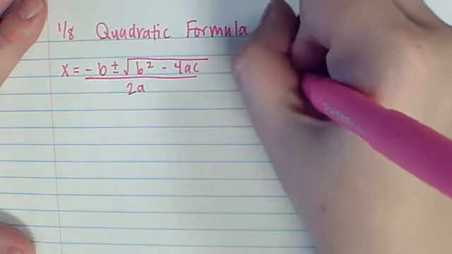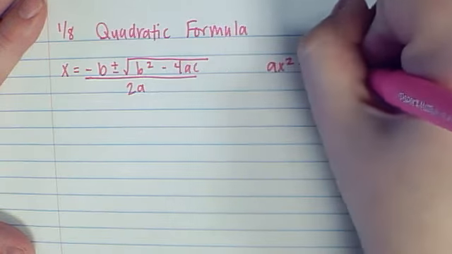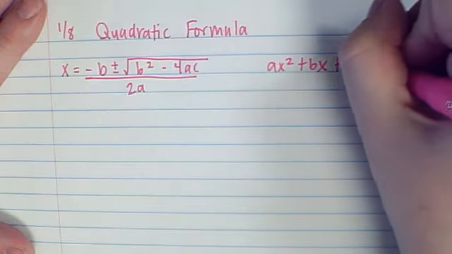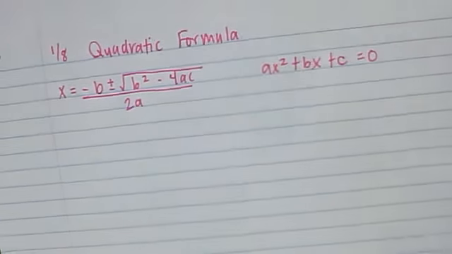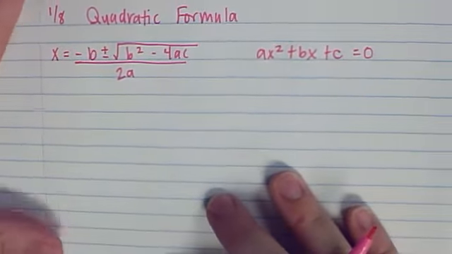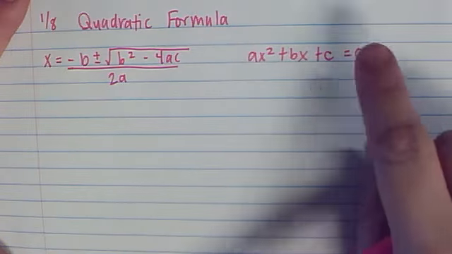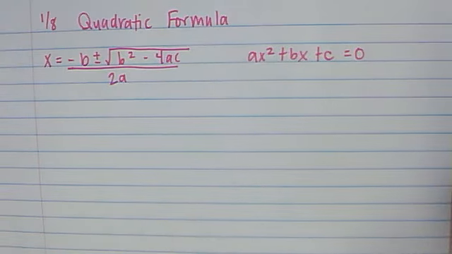And of course, a quadratic in standard form is ax squared plus bx plus c, and we're going to set it equal to 0 since we're solving. Okay, that's what we're looking for. We're looking for the zeros, roots, solutions, and so forth.